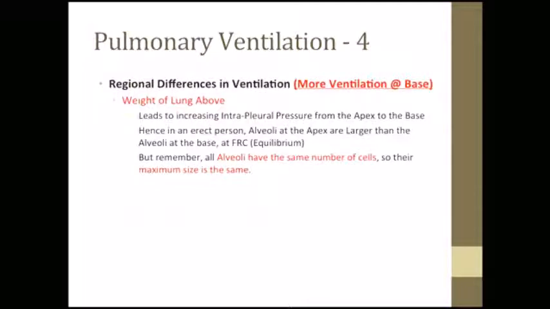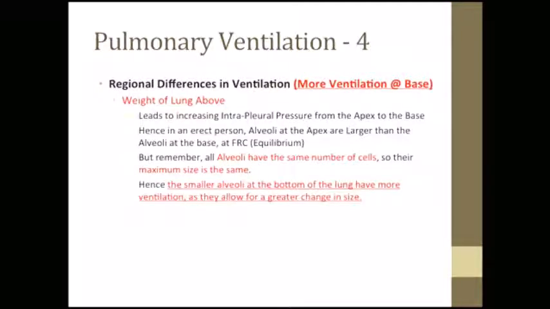But remember, because all alveoli have the same number of cells, their maximum size is the same. So even though they're smaller, that's just 10% of their filling size. The ones on top have maybe 70% of their filling size. So the top one can only increase by another 30% before they hit 100. The small one at the bottom, which is at 10%, can increase by 90% to hit 100. So therefore, you have more ventilation at the bases of your lungs. The small ones have more room to expand, and therefore you have more ventilation at the bottom. Hence, smaller alveoli at the bottom of the lung have more ventilation as they allow for greater change in size.